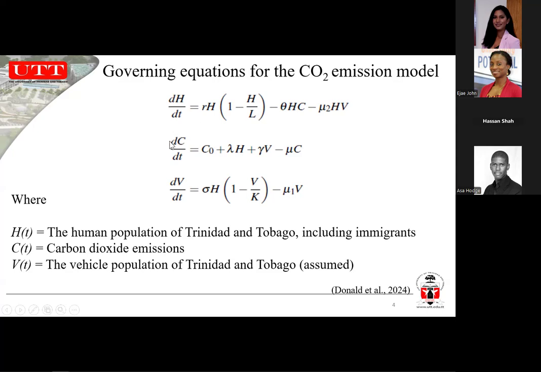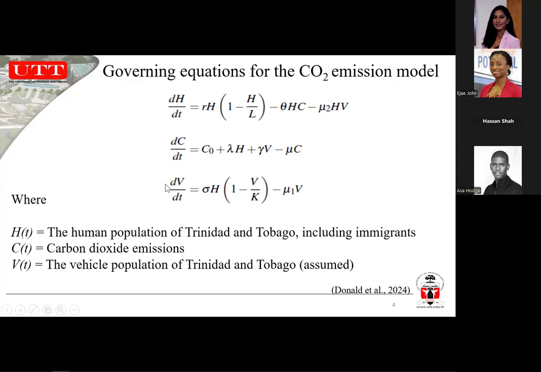Next, if we look at the change in carbon over the change in time, we have C0, which represents the natural carbon dioxide emissions from plants and respiratory organisms. We also have the second expression, which stands for the carbon dioxide emissions from human activities. Also, we have gamma, which stands for the carbon dioxide emissions from vehicles.